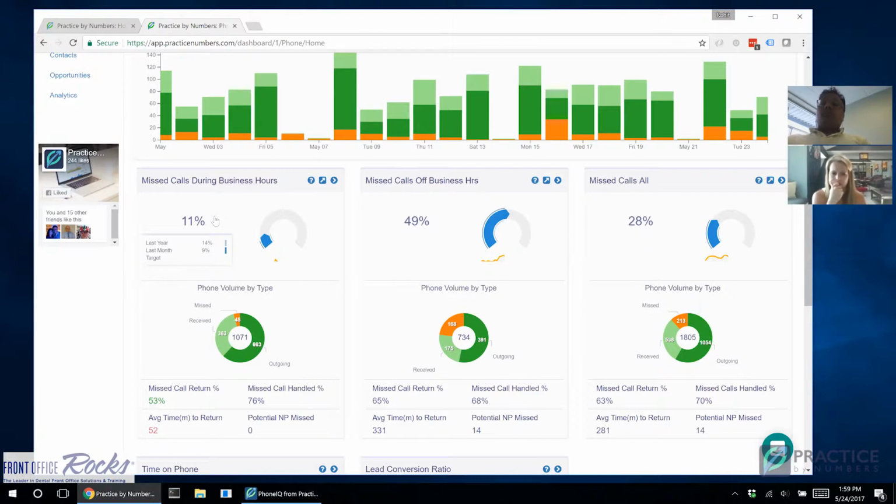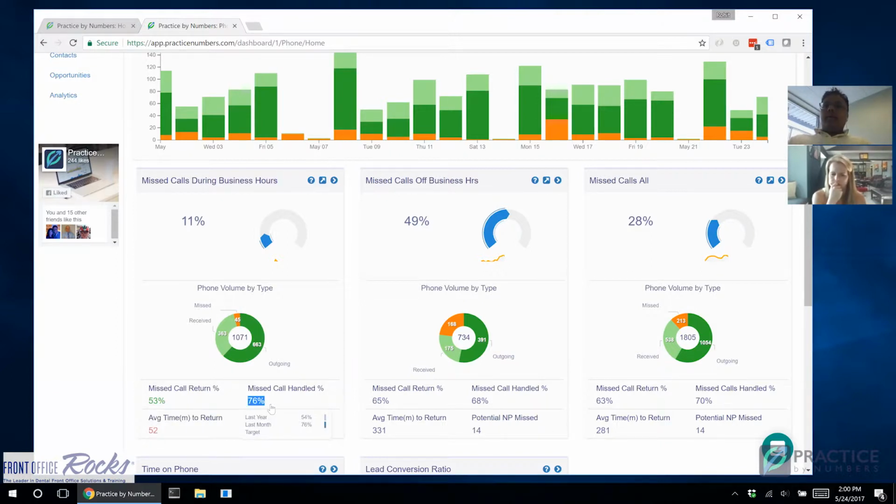But there's a couple of further things to analyze on what's happening during that business. There are 3 different areas: during business hours, off business hours, and all of the calls. So 11% were missed during business hours. Then you have to do an analysis to see, is that a problem or not? Now, with this office, 11% of phone calls were missed, and they returned 53% of them. Okay, half of them.